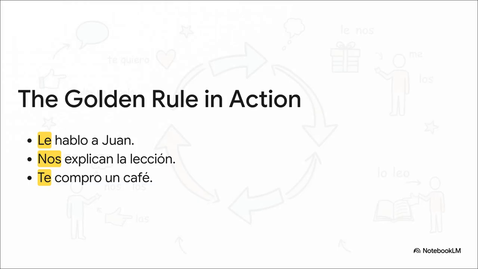Check out this pattern. In le hablo a Juan, where's the pronoun le? Right before the verb hablo. How about nos explican la lección? Yep, nos comes right before explican. And te compro un café? You guessed it, te is right before compro. See that? It's the same reliable pattern, every single time.